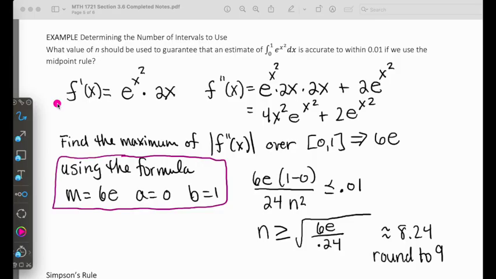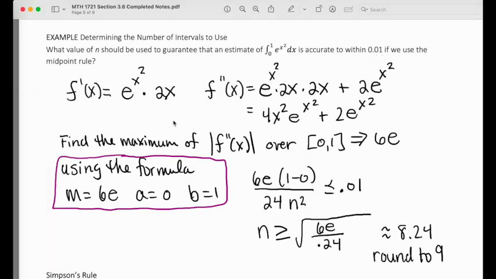Okay, now let's see how this theorem works. The question is asking for what value of n should be used to guarantee that an estimate of this area under the curve e to the x squared from 0 to 1 is accurate within 0.01 when we're using the midpoint rule. So it's asking for the number of subintervals that we need to break it down into in order to come up with an answer that is within 0.01 of the actual answer.